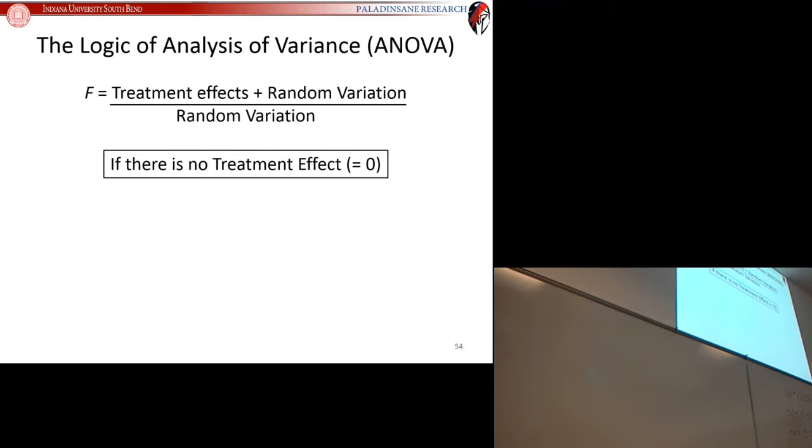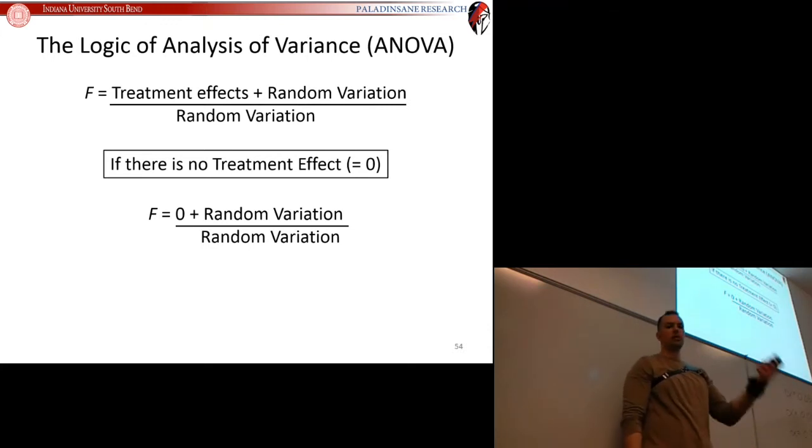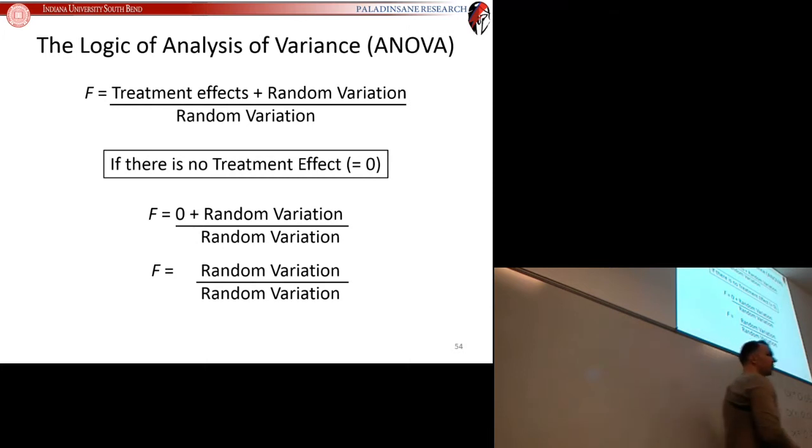In this case, your treatment effect is going to be 0. That's the definition of no treatment effect. Your treatment does nothing. Your treatment equals 0. So we can substitute in 0 for treatment effects up here. So we plug that in, 0 plus random variation divided by random variation. So we're just plugging 0 into the F statistic formula. And what we end up with is random variation divided by random variation. And if you remember your algebra, anything divided by itself is going to equal 1.